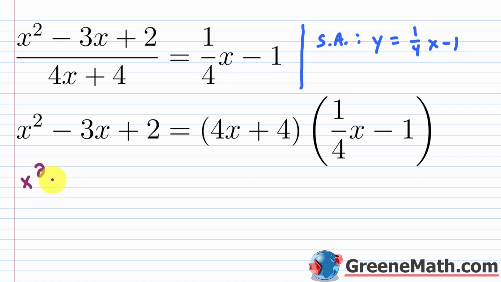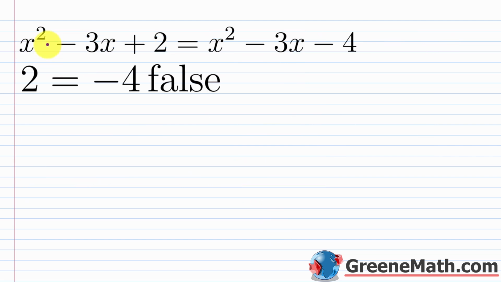This is x squared minus 3x plus 2 is equal to, so first terms, 4x times 1/4 x. 4 times a fourth is 1, x times x is x squared. The outer, you'd have 4x times -1, that's minus 4x. The inner, you have 4 times a fourth, that's 1, then times x, so this is just plus x. And then the last, you have 4 times -1, that's -4. So -4x plus x is going to be -3x. Let me erase this and put -3x like this.